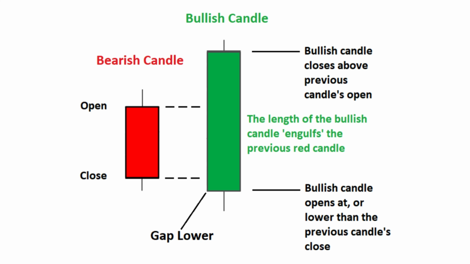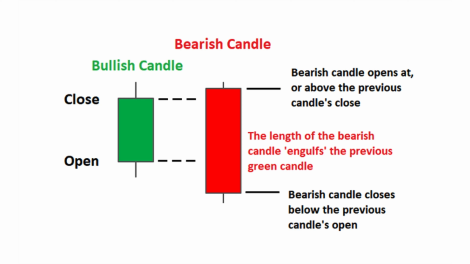Now let's take a look at the opposite, the bearish engulfing pattern. Just like before, it's made up of two candles. First, we have a green candle, that's the bullish candle. The next candle is red, the bearish candle, and it completely engulfs the green one before it. This means the red candle opens at or above the green candle's close, and it closes below the green candle's open. It signals a strong shift in momentum from bullish to bearish.